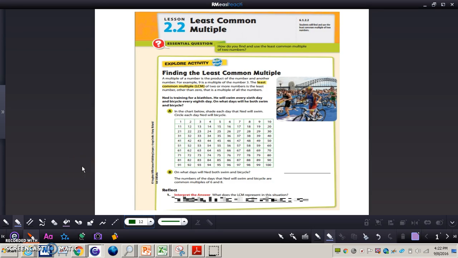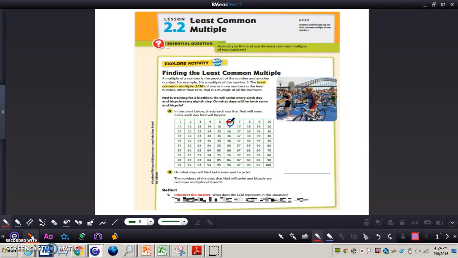It says Ned is training for a biathlon. He will swim every 6th day and bicycle every 8th day. On what days will he both swim and bicycle? Now, in the chart below, shade each day that Ned will swim, circle each day Ned will bicycle. So I'm going to be looking at multiples of 6.